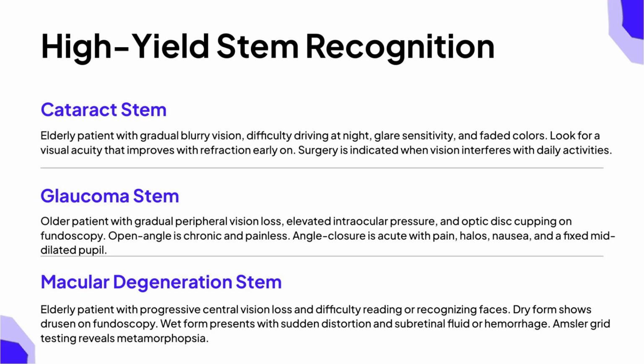For macular degeneration, the stem focuses on central vision loss in an elderly patient. The dry form is more common and shows drusen, which are yellow deposits under the retina. The wet form is more severe and presents with sudden visual distortion. Amsler grid testing showing wavy lines is a classic board clue for wet macular degeneration.